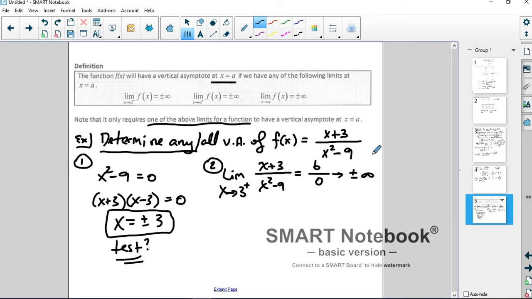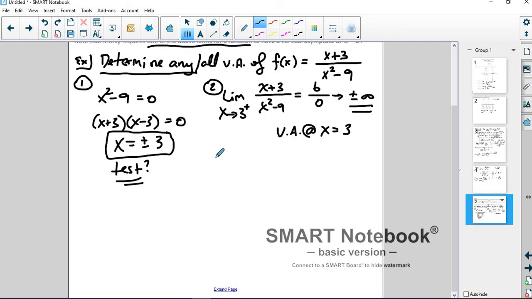If you were in the classroom, I'd be covering my mouth right now with both hands to make a megaphone. It doesn't matter. Why not? Because either one gives you a vertical asymptote. Either one. It doesn't matter. So I can stop right there. And this is enough to say vertical asymptote at x equal 3. Boom, done. Now, what about the other guy?